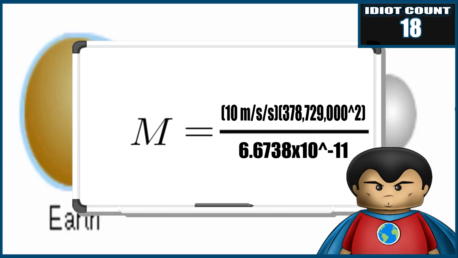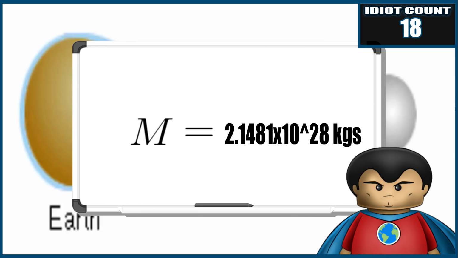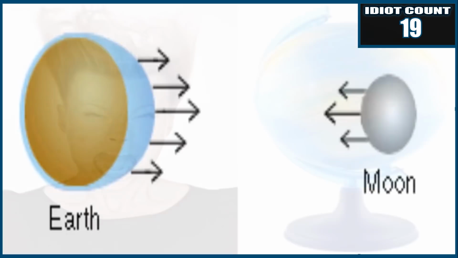Just for shits and giggles, I calculated how much mass the moon would have to slowly siphon the water off of the Earth's surface, and that number came out to 2.1481 times 10 to the 28th kilograms, or about 3,600 times more massive than the Earth, with only 2% of its volume. That's a relative density of about 180,000 times more dense than the Earth, but only 1% as dense as Eric Dubay's skull, because Eric Dubay is a flat earther, and all flat earthers are idiots.